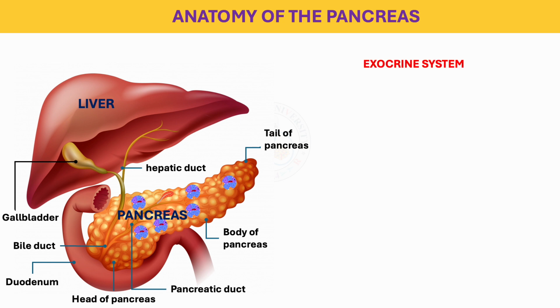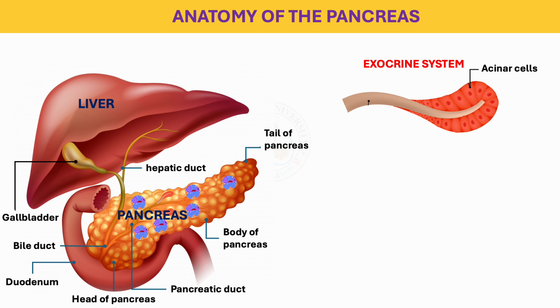Let's look into the pancreatic functions. The pancreas has two main jobs in the body. One is the exocrine function, another one is the endocrine function. Let's see the exocrine function. The majority of the pancreas consists of exocrine glands that produce enzymes for digestion. This exocrine system has acinar cells and ductal cells.